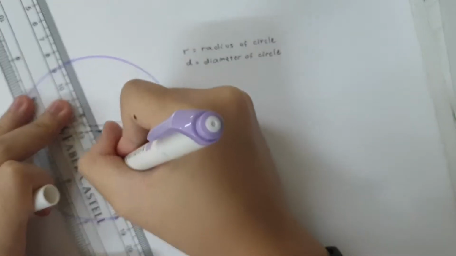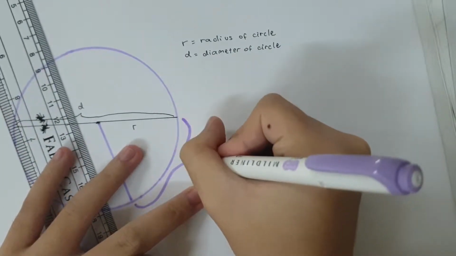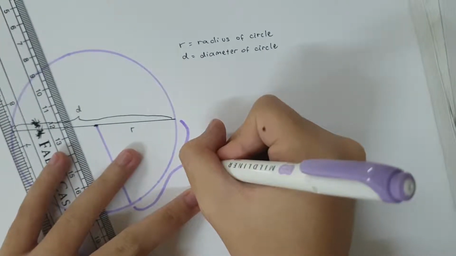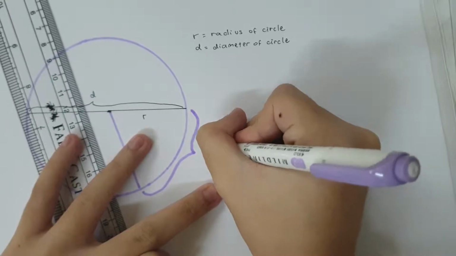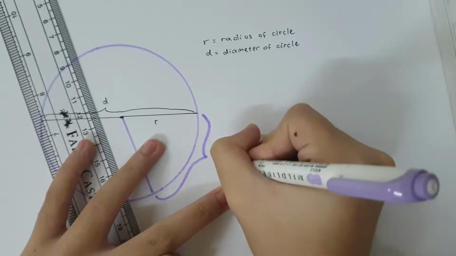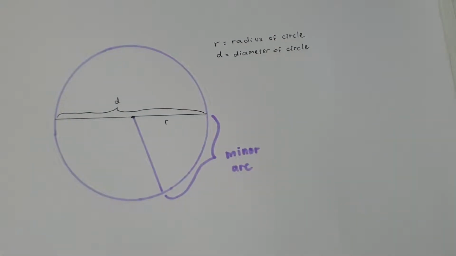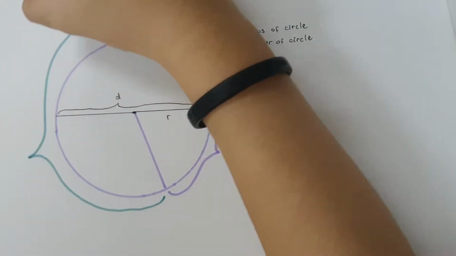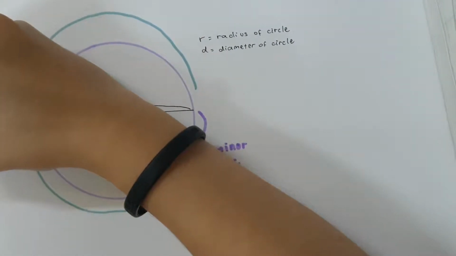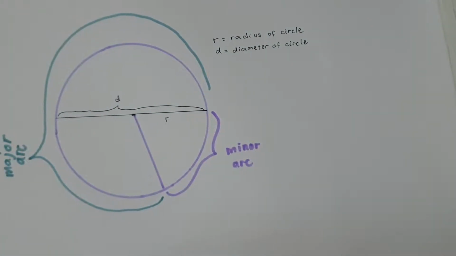And next thing I do is put a line just to get this small section of the circle, the small edge of the circle I mean, which is called the minor arc of a circle. Then using another colored marker, I name the other edge of the circle. It is called the major arc.